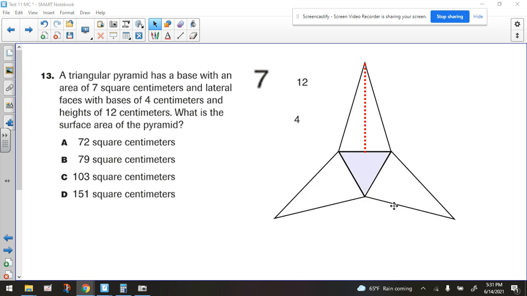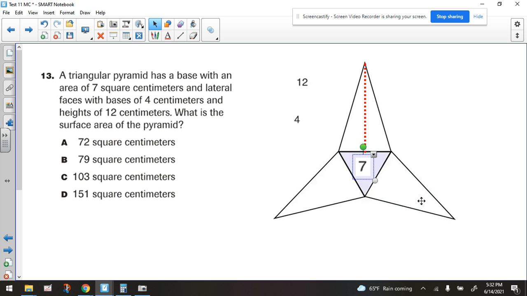Now I have a net that I found just doing a Google search, and it's not quite to scale, but I think it'll work to help us understand what we have to do. Now when we say that the base has an area of 7 square centimeters, that means that number 7 is the area of that whole shaded region. So we are going to add that number into the area of each of these triangles.